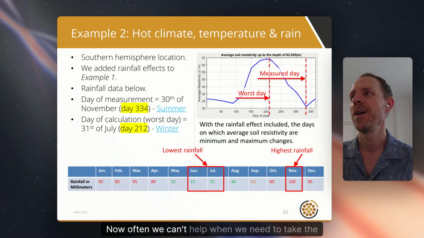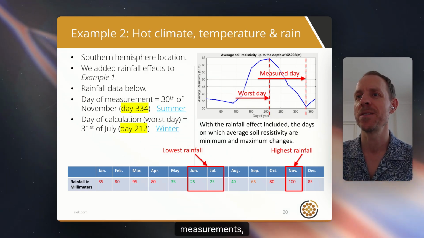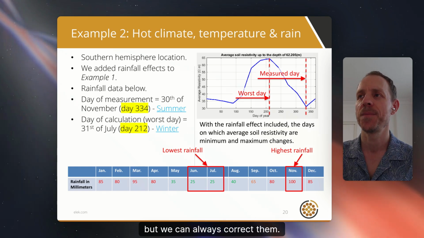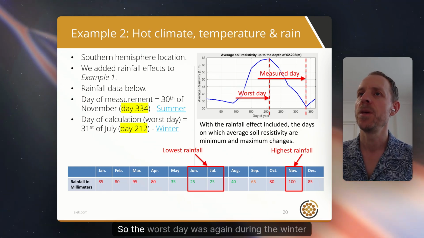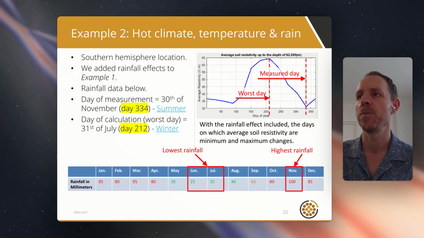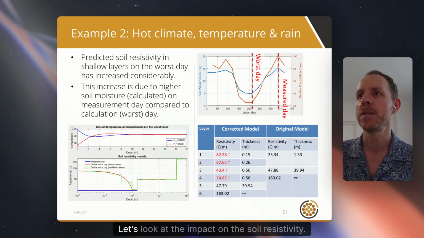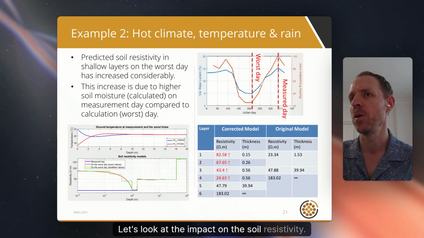Now, often we can't help when we need to take the measurements, but we can always correct them. And that's what this presentation is about. So the worst was again during the winter because it's dry and it's cold. Let's look at the impact on the soil resistivity.